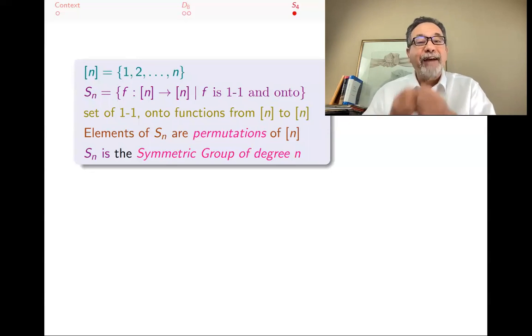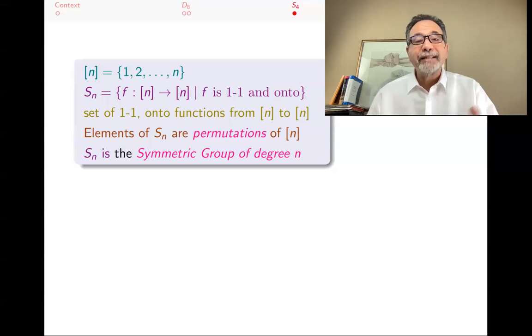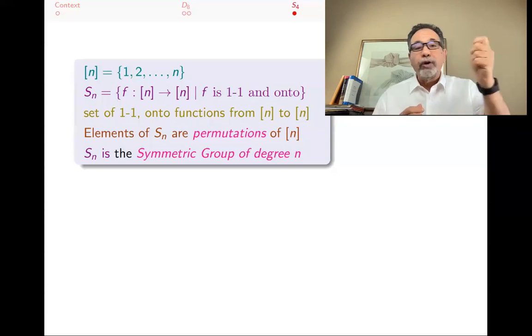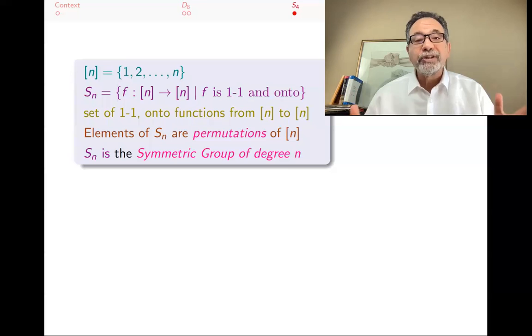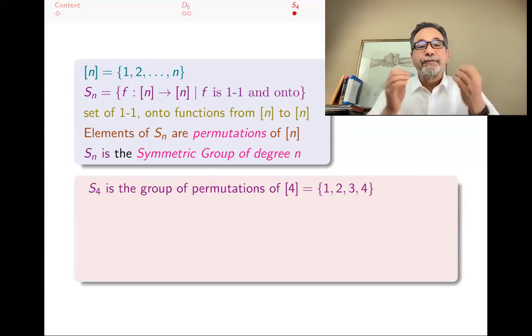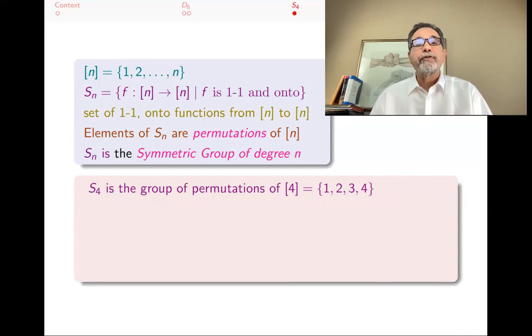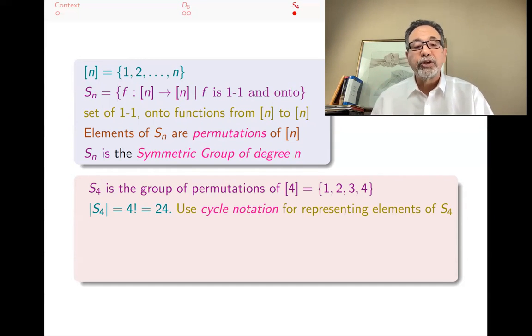Sn is called the symmetric group of degree n. It has n factorial elements, because how many places can you move 1 to? You have n choices. After you do that, regardless of the choices you make for where you put the 1, you have n minus 1 choices for 2, and then n minus 2 choices for 3, and so forth. So there's n factorial ways of making permutations or one-to-one onto functions from bracket n to bracket n. S4 is the group of permutations of 4 things, 1, 2, 3, 4. It has 24 elements. And in group theory, we like to use the cycle notation to write them.